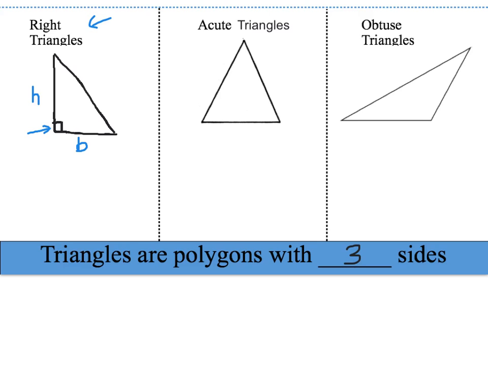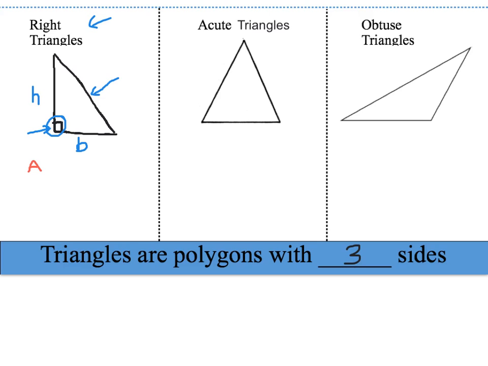And notice the base and the height both touch the 90-degree box. And that's how you know you have the base and the height. The third line of the triangle is neither the base or the height because it does not touch the 90-degree box. So if you want to find the area of a right triangle, you can use this formula.